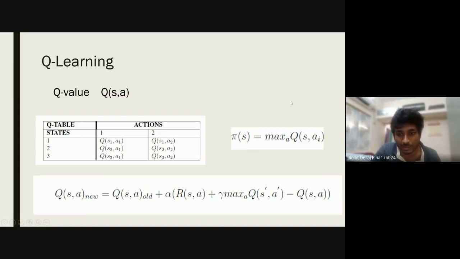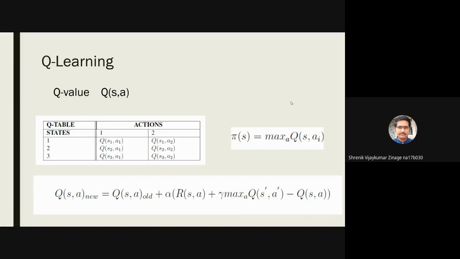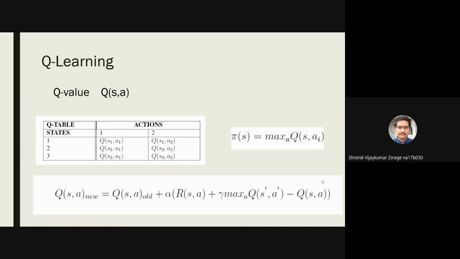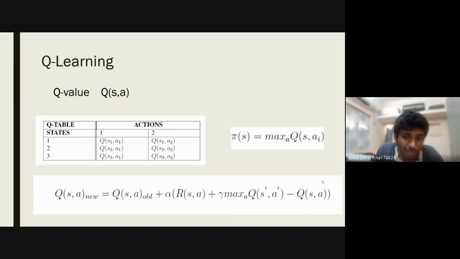Yes. Any questions? Yeah, Rohit, what is the Q on the extreme right, like the equation on the bottom? Yeah, sorry, that is Q old. Q S comma A, this is the old value. Sorry, I didn't mention it. Okay. Can you tell me what is R here? R is the reward that it gets from going from state S to S prime.